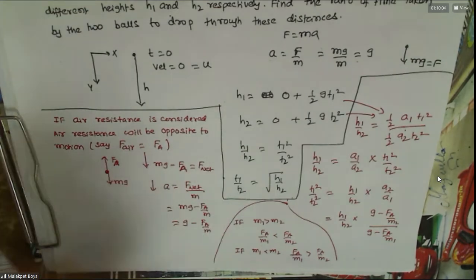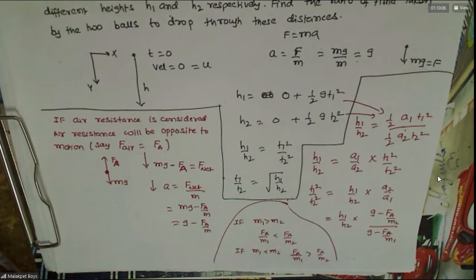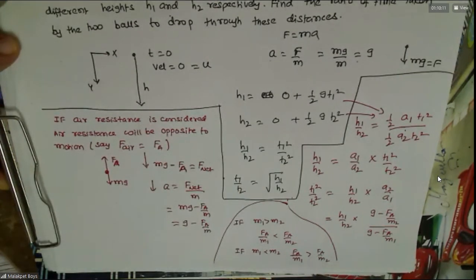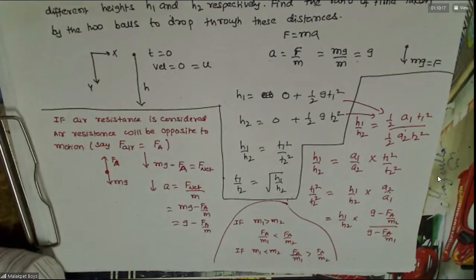So if air resistance is taken into account, then the result will be different from if air resistance is not taken into account. Understood this? Clear? Yes, sir. Acceleration will be the same, g, if air resistance is discarded. Otherwise, acceleration will be different.